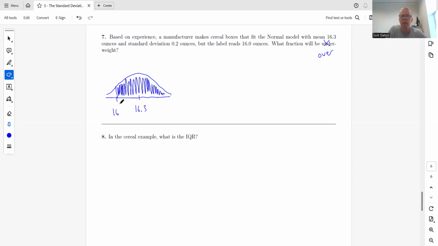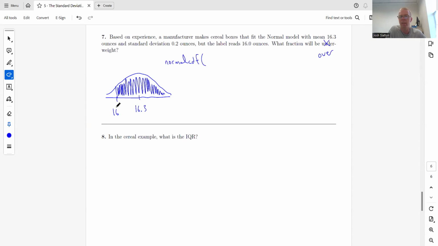So are we going to use the normal CDF or the inverse norm? Well, we're looking for a fraction. It says fraction, but percent is the same as fraction. So we're looking for a percent. That means we're going to use normal CDF. So normal CDF, what is the lower bound?